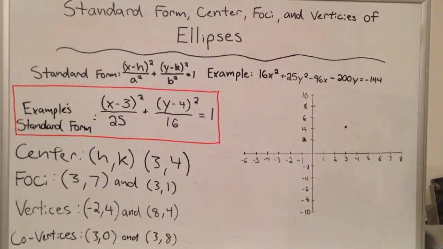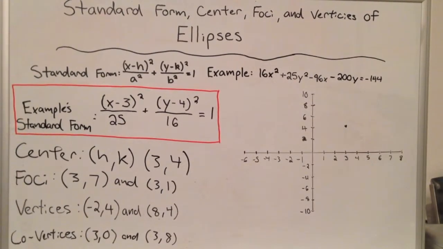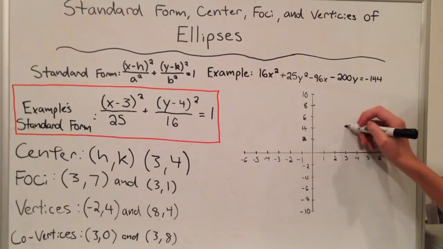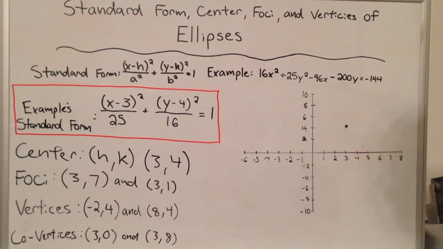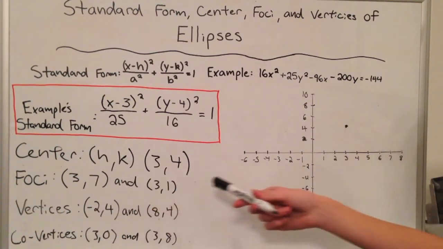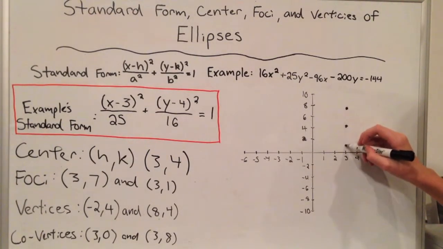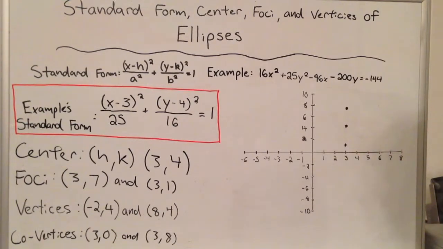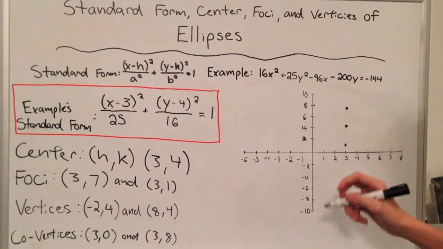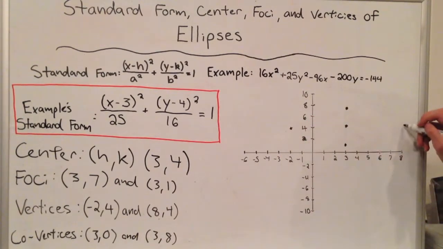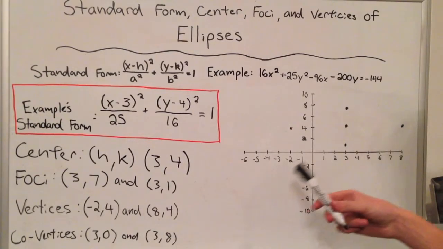Now that we know the center, foci, vertices, and co-vertices of the ellipse, we can graph it on a coordinate plane. Let's start by graphing the center point at 3, 4. Then we can graph the foci at 3, 7, and 3, 1. And then we can graph the vertices at negative 2, 4, and 8, 4. And then the co-vertices are at 3, 0, and 3, 8.